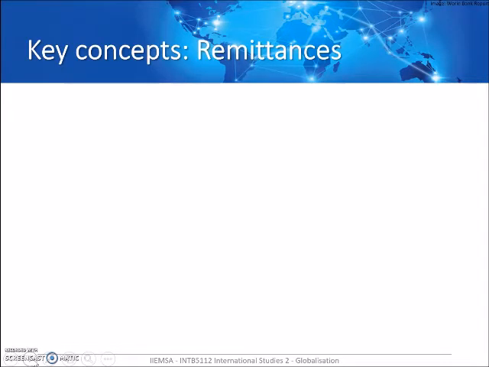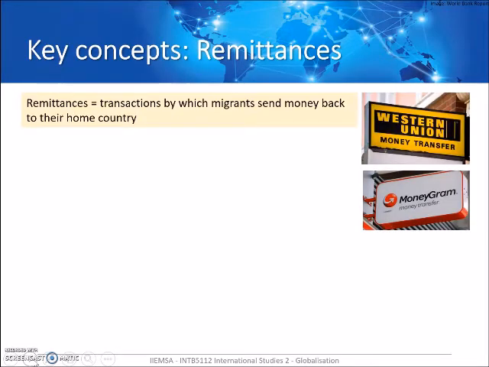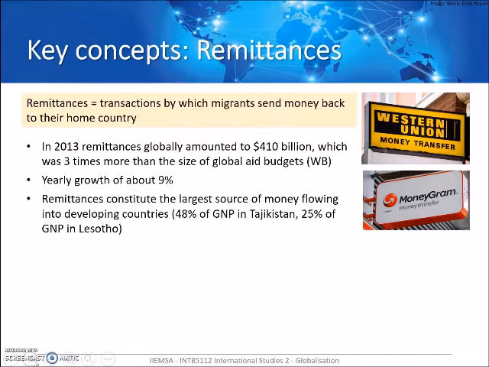Another really, really important concept when it comes to migration is the concept of remittances. Now, remittances are very simply the money that migrants send home to their home countries. Obviously, major transaction companies, Western Union, MoneyGram, there's a lot of others. But remittances, and this is interesting because you might think that this is a small amount of money, but in 2013, remittances globally amounted to 410 billion US dollars, and this is almost 3 times more than the size of global aid budgets. And these stats come from the World Bank, so they should be reliable.